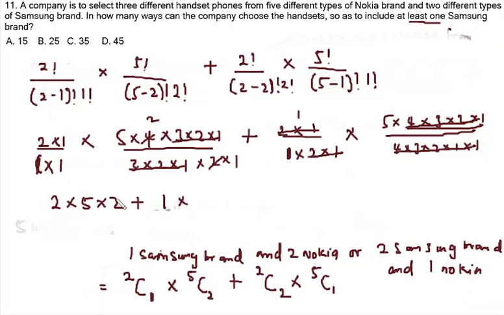Okay. So this is equal to 2 times 5 times 2 is 10 plus, 2 times 5 times 2 is 20 plus 5. So 20 plus 5 is equal to 25. So the possible number of ways that we can choose at least one Samsung brand is 25 ways. So the answer is B.